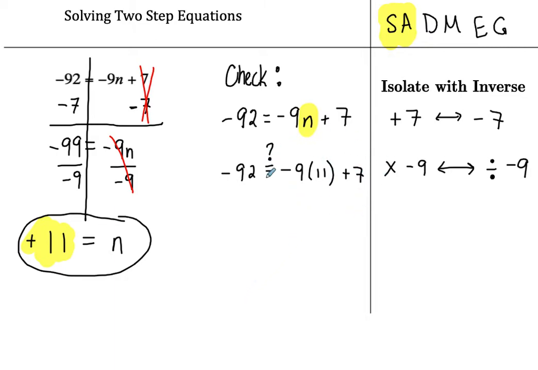So now I'm going to just simplify this right-hand side first, right? I'm going to leave the 92 by itself. I'm just going to simplify this side and see what I get. So that may be equal to negative 9 times 11 is negative 99 plus 7. And negative 99 plus 7 is equal to negative 92. So look at that. Negative 92 is in fact equal to negative 92. The problem checks out.